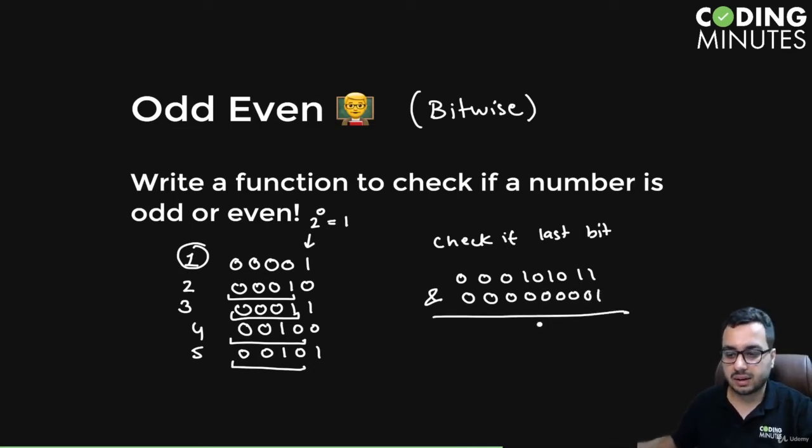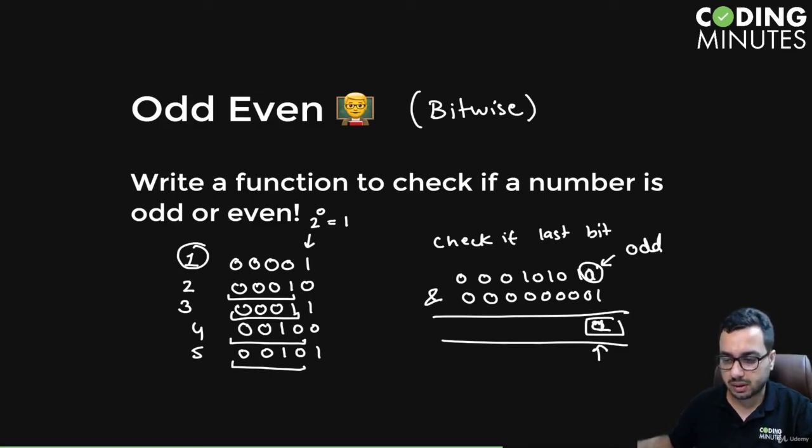If you do an AND here, since we have lots of zeros, the only thing we will get is at the last position. If the last position is 1, that means this position was 1, and that means this number is odd. But if the last position is 0, then we will get a 0 here, which means this number is actually even. I hope you understood how we can check whether a number is odd or even.